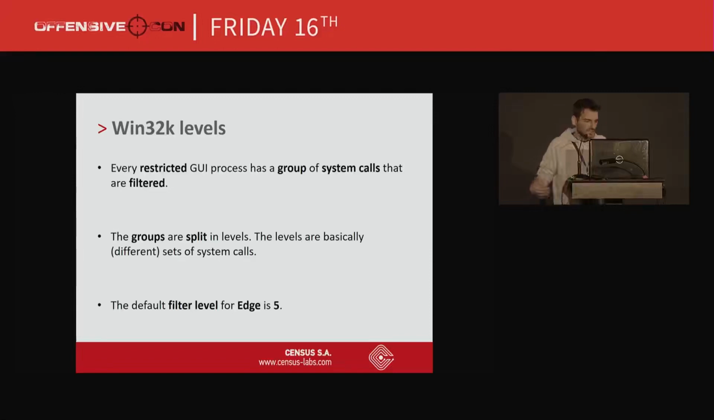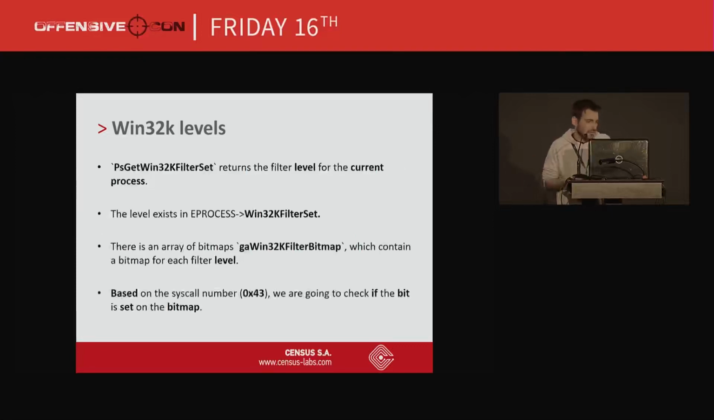So every restricted GUI process has a group of system calls that are filtered. The groups are actually split in levels. For example, the default filter level for the Edge browser is 5, the 5th level. PsGetWin32kFilterSet returns the filter level for the current process. The level actually exists in the EPROCESS data structure in the member Win32kFilterSet.